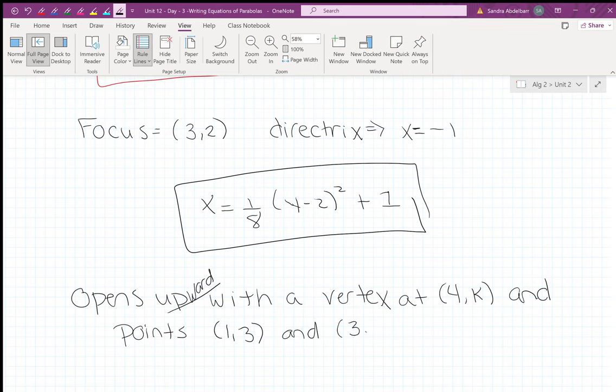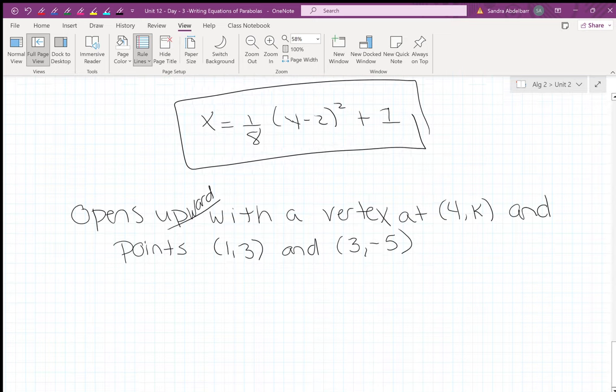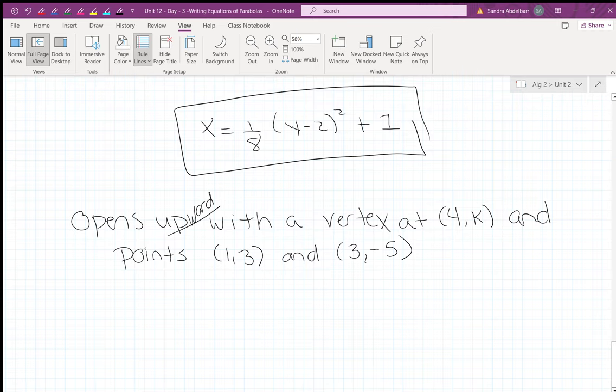How can I have 2 vertex? Oh, wait. Okay, it points up. Upward. So it opens upward. All right, with a vertex at (4, k) and points (1, 3) and (3, -5). Now, stay with me.